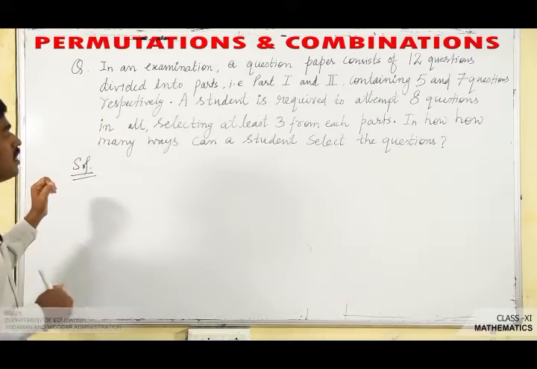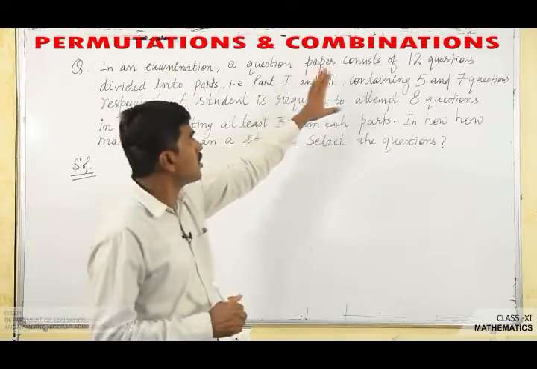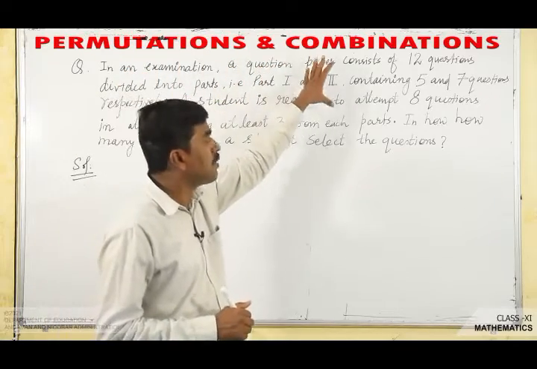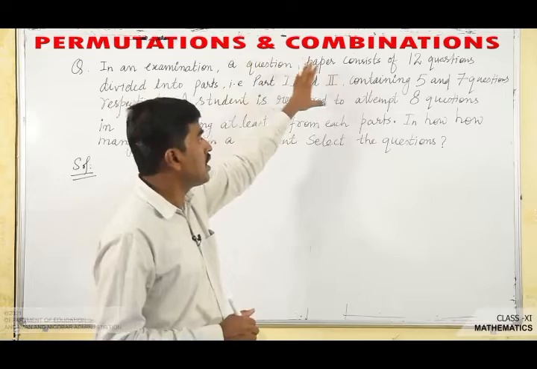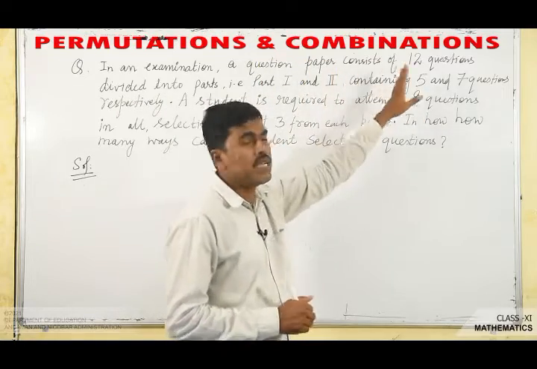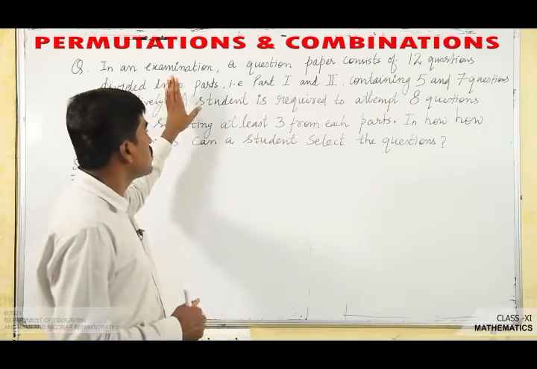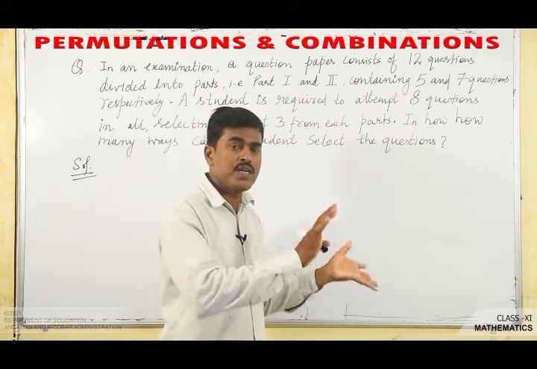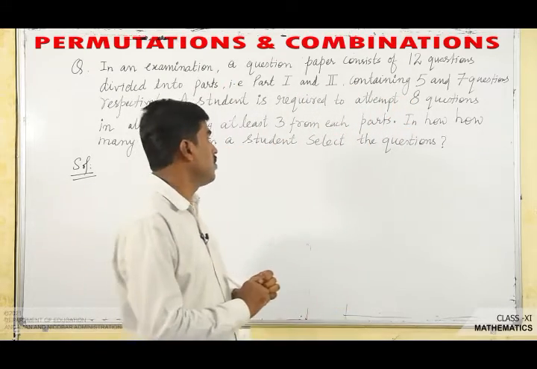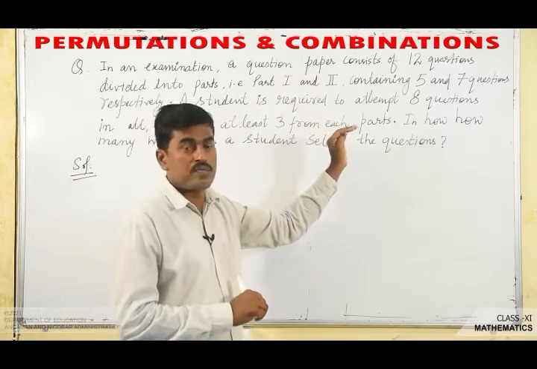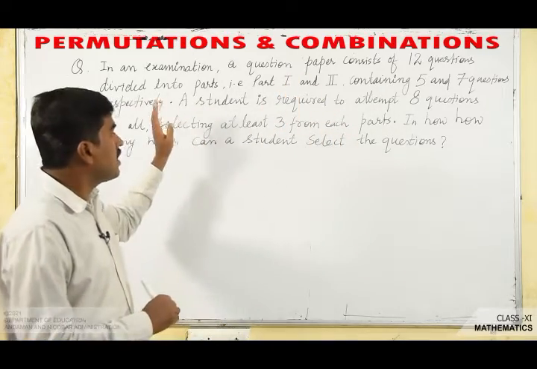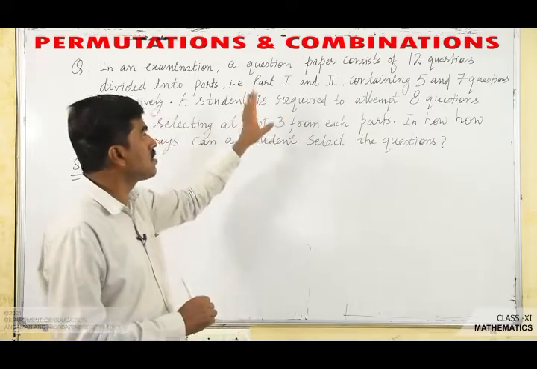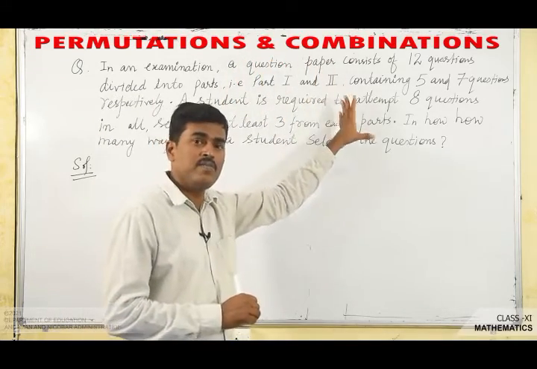Once again, listen carefully. There are 12 questions in a question paper, and the question paper is divided into two parts, part 1 and part 2. In part 1 there are 5 questions, and in part 2 there are 7 questions. A student is required to attempt 8 questions out of these 12, but he has to select at least 3 from part 1 and at least 3 from part 2.